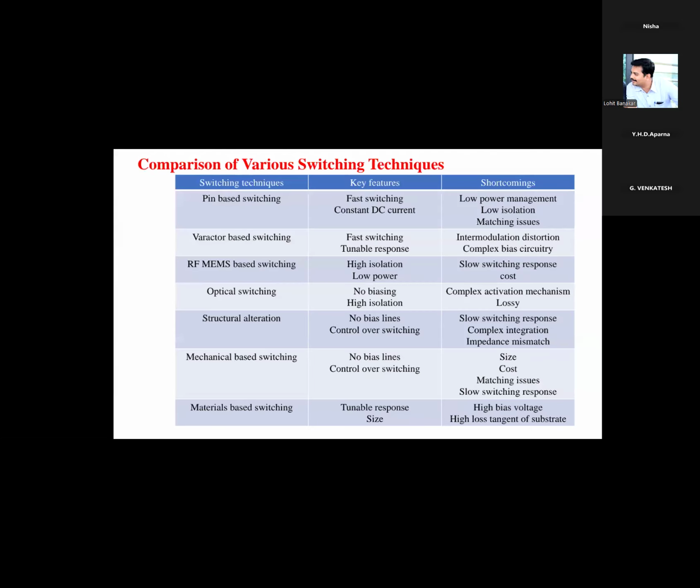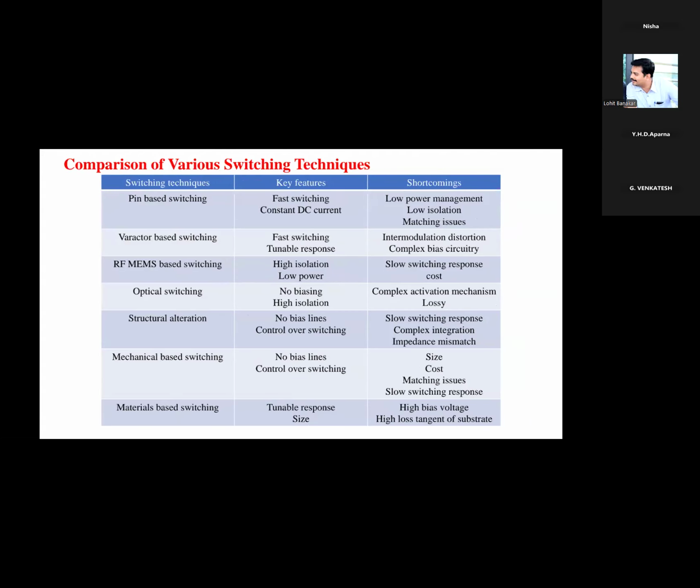These are comparisons of various switching techniques: PIN diode switching, varactor diode, RF MEMS based, optical switching, and also mechanical. These are the key features and also shortcomings. So from this, what are the discussions till now? We will compile them into one comparison table.